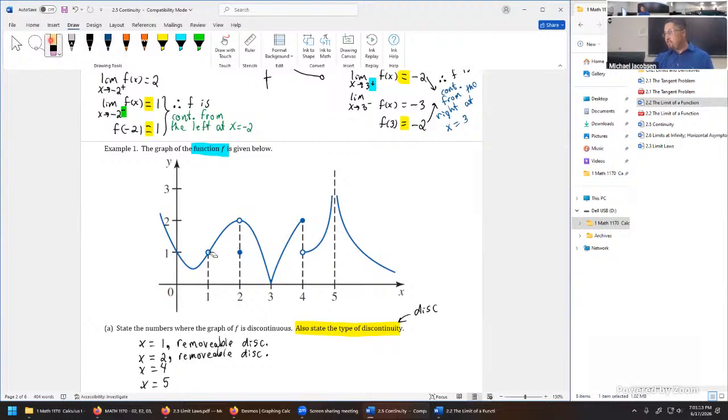We don't want to change the curve or leave it just as is, but you can fix the discontinuity by just making those two corrections. And so that's the reason they're both called removable.